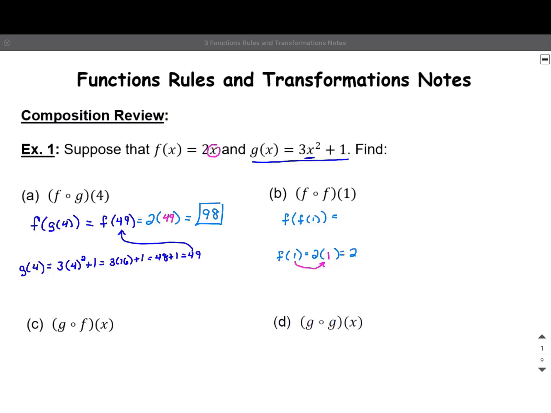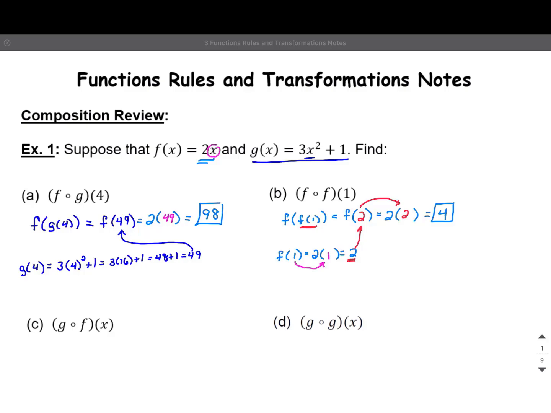Now we're going to take this, and we're going to put this up here, and we're going to find f of 2, because we just found that f of 1 is 2. Now f of 2, again, the rule for f is 2 times something, and our something is 2. And 2 times 2 is 4. So f composition f of 1 is 4.